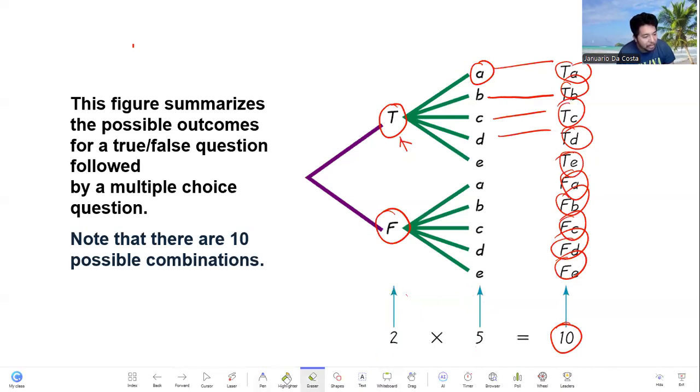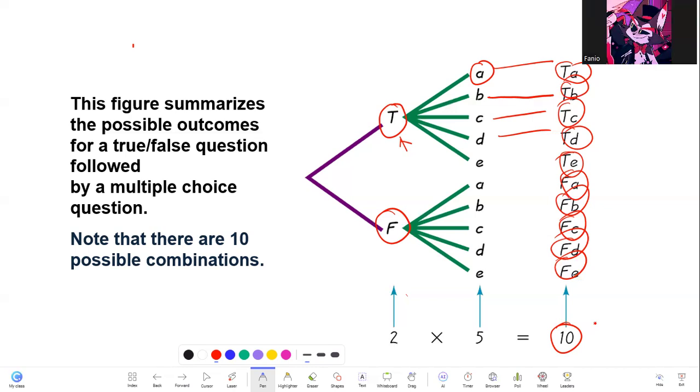So to find the total sample space, all the total possible outcomes, we take 2 multiplied by 5, and I get 10 possible outcomes. This number 10 is all I care about, because this number is what I need to calculate my probability. So that's what a tree diagram is. Do you understand?